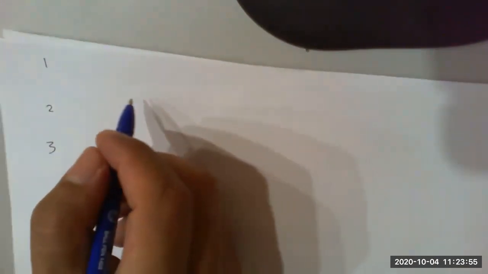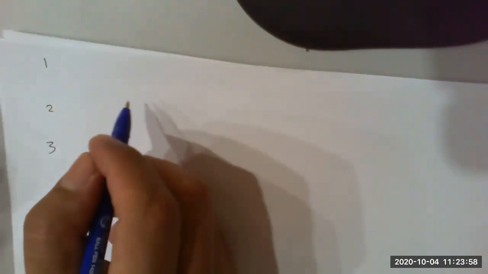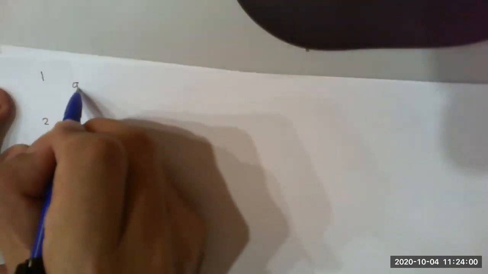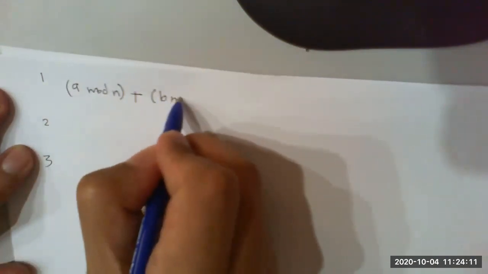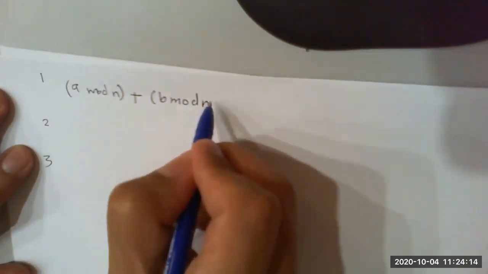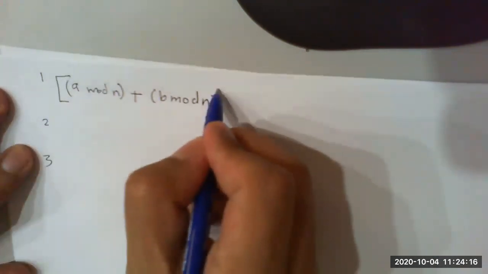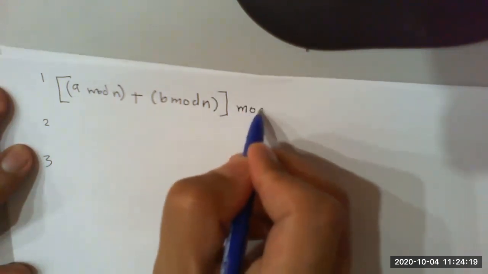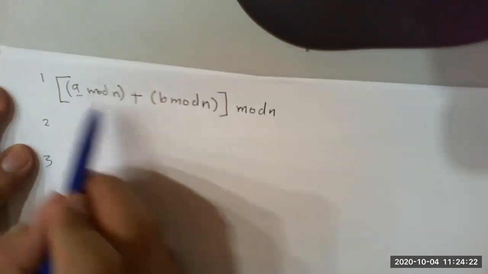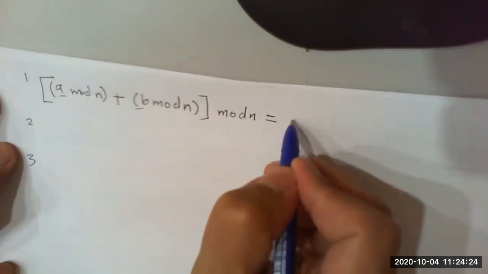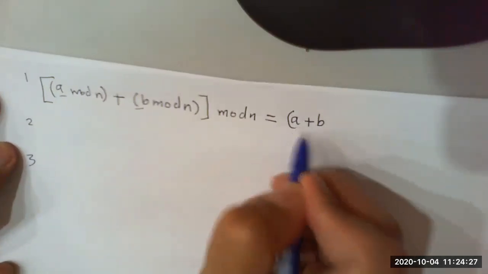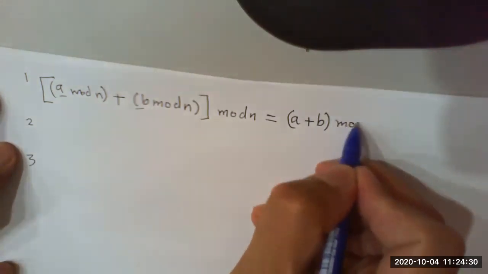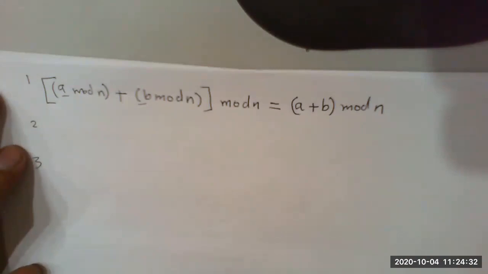The same thing, but for modulus. For example, if I have A mod N plus B mod N, all of these mod N, I can have A plus B mod N. This is exactly the same as A plus B mod N. This is the same property.